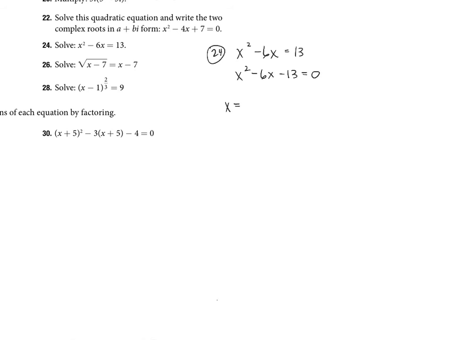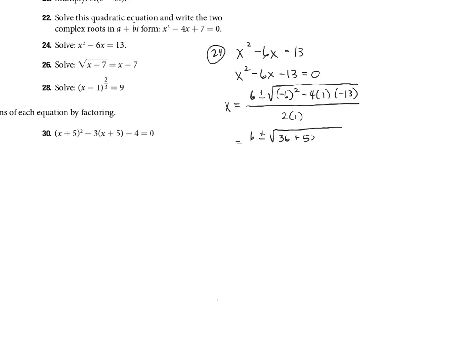So x equals the opposite of b. So b is negative 6. The opposite of that would be positive 6, plus or minus the square root of b squared minus 4 times a times c, all over 2 times a. So we have 6 plus or minus the square root of 36. Now we have two negatives, so this is going to be a plus 52, all over 2. So 6 plus or minus the square root of 88 over 2.